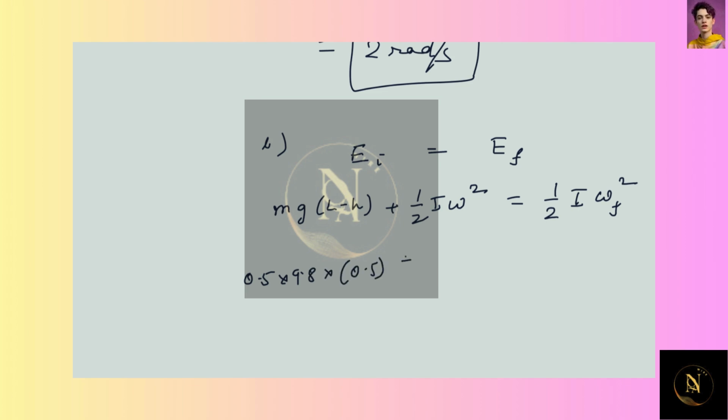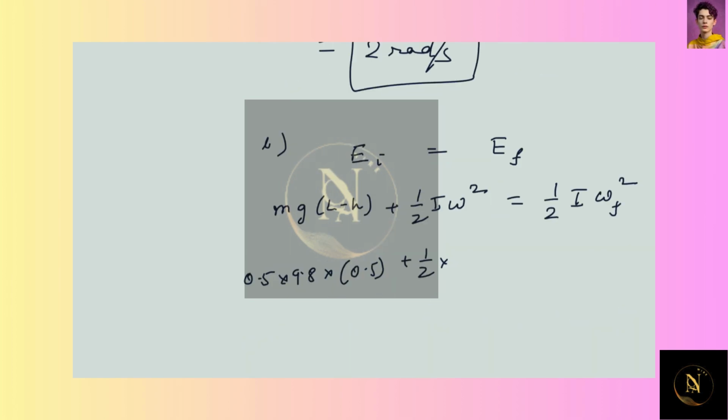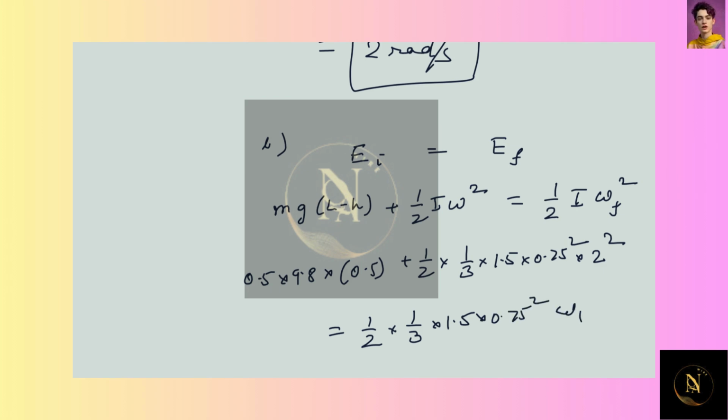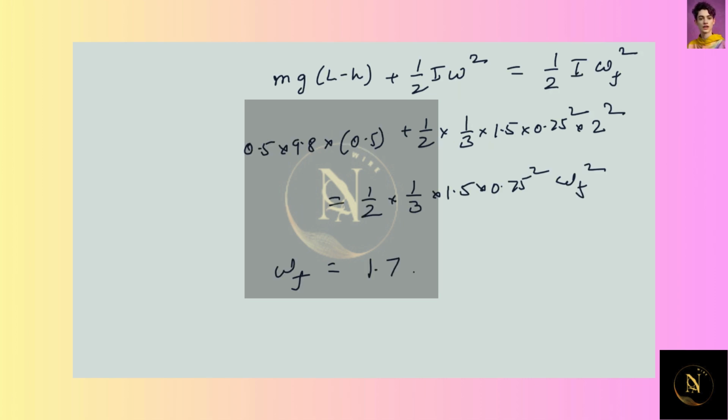If you just take the difference, plus half moment of inertia, you have to calculate. So it's one third times the mass of the rod is 1.5 and length is 0.75 squared, right? Omega is 2 squared. This is equal to half again the moment of inertia, one third ml square, and omega final squared, right? So let's see how much we have got for omega f. This will be around 1.7 radians per second, right?